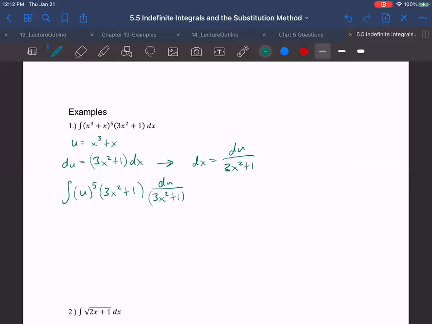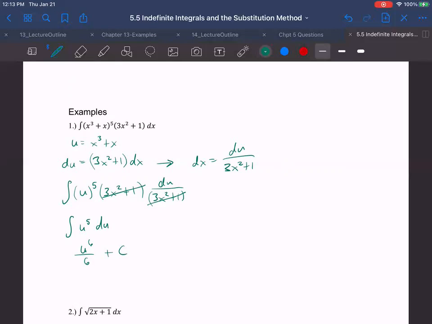And so now what happens to the 3x squared plus 1? This is where this gets to be the payoff here. Cancels out, right? This cancels with that, and I'm left with purely the integral of u to the 5th du. And that's an integral we should be able to handle, right? What's the antiderivative of u to the 5th? There you go. So this is u to the 6th over 6, and then what? Plus c, right? We don't want to forget that.